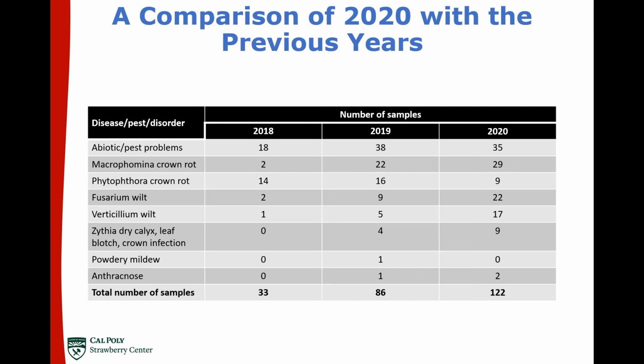These plant deaths might have been due to other pathogens that we don't test for, like viruses and phytoplasmas, or abiotic disorders or pest problems. This year, Macrophomina and Fusarium have been the main causal pathogens so far.